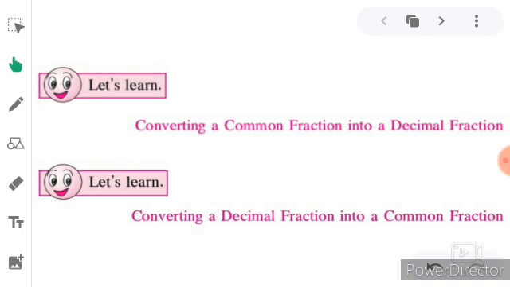Students, in this video we are going to learn about converting common fractions into decimal fractions, and converting decimal fractions into common fractions. Means we are going to learn two conversions: conversion of common fraction into decimal fraction and conversion of decimal fraction into common fraction.